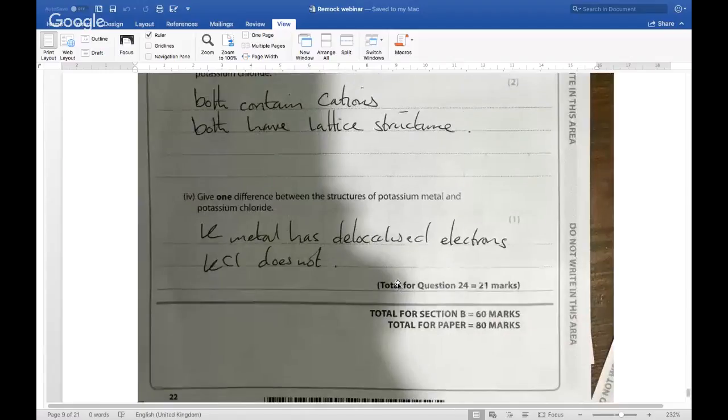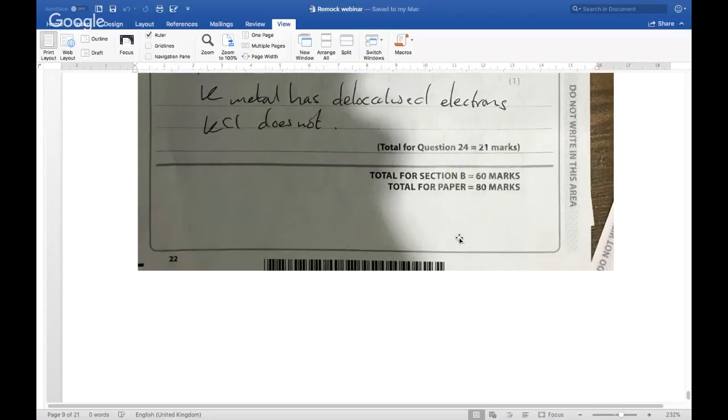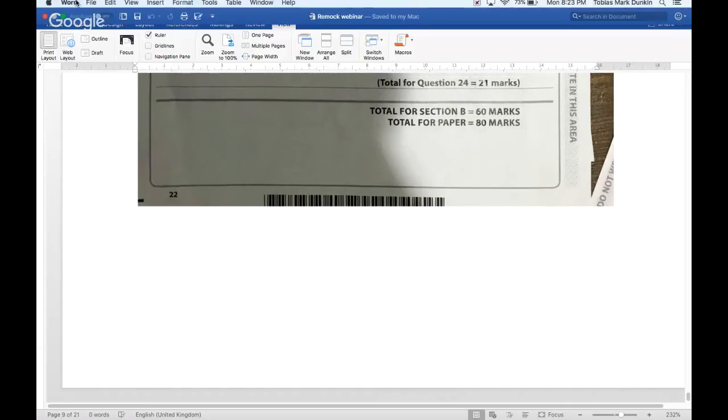Next, give 1 difference between the structure of potassium metal and potassium chloride. K has got delocalized electrons, KCl does not. Or alternatively, KCl is a lattice of positive and negative ions, whereas potassium metal is a lattice of cations with a sea of delocalized electrons. And I think that's the end of the paper, folks.